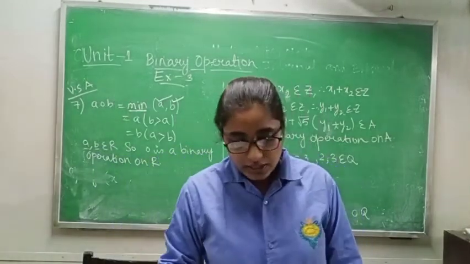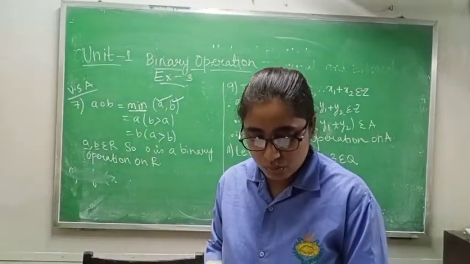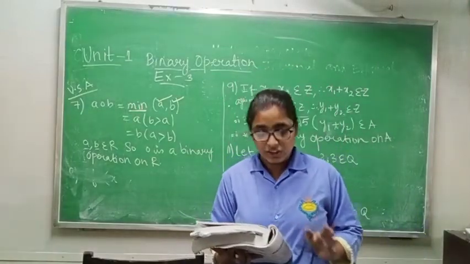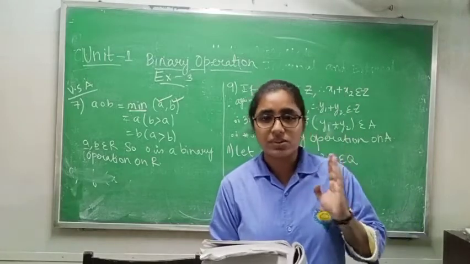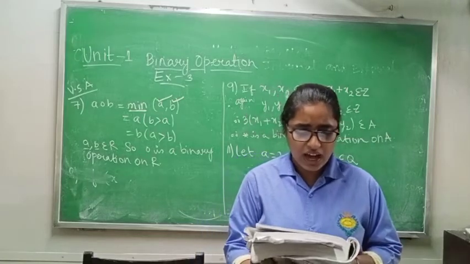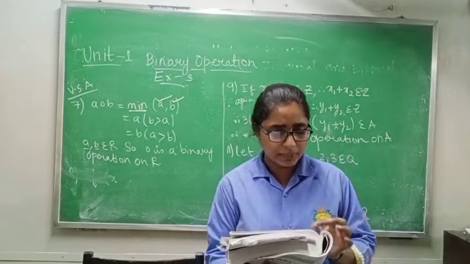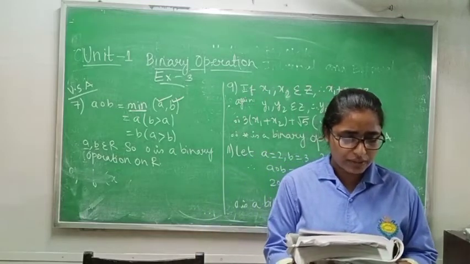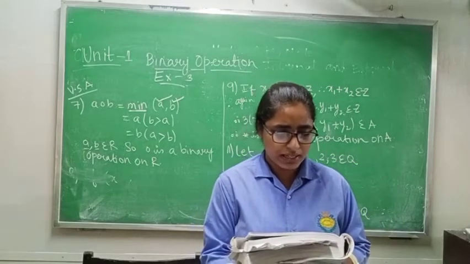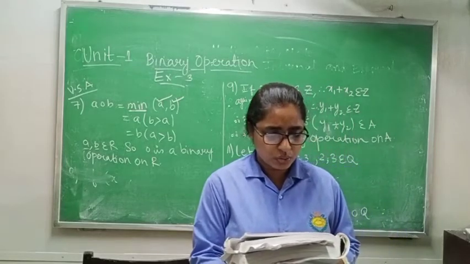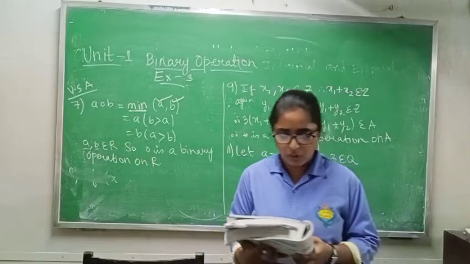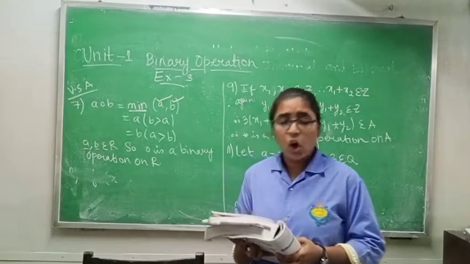It is written, let A equals the set of 3x plus root 5 y, where x, y belongs to Z. Z denotes integers. R means real numbers, Z means integers. Show that an operation star on A defined by (3x1 plus root 5 y1) star (3x2 plus root 5 y2) equals 3(x1 plus x2) plus root 5 (y1 plus y2), for all x1, x2, y1, y2 belongs to Z, is a binary operation on A.